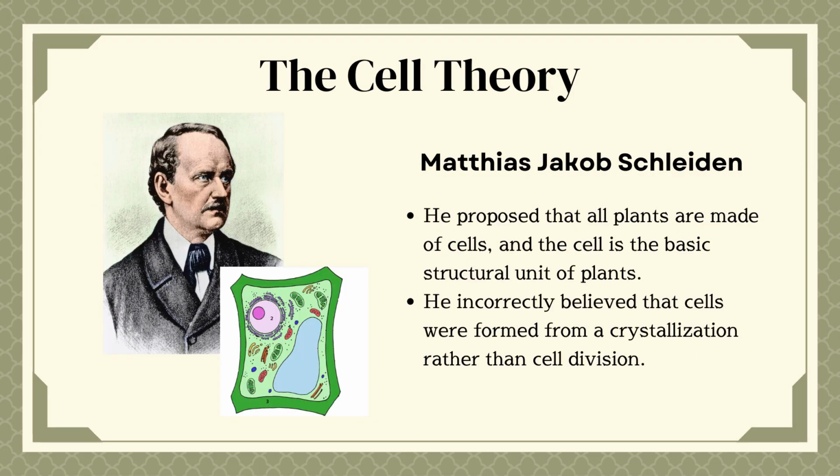Third, we have Matthias Jakob Schleiden. He proposed that all plants are made of cells, and the cell is the basic structural unit of plants. He also incorrectly believed that cells were formed from crystallization rather than cell division.